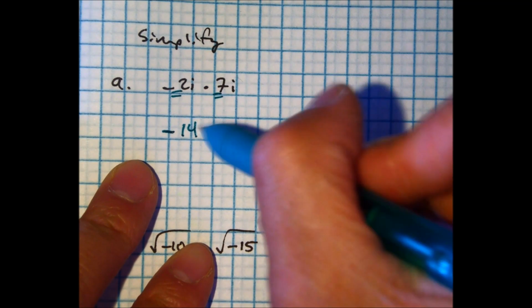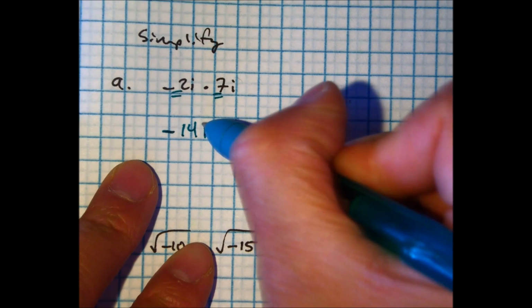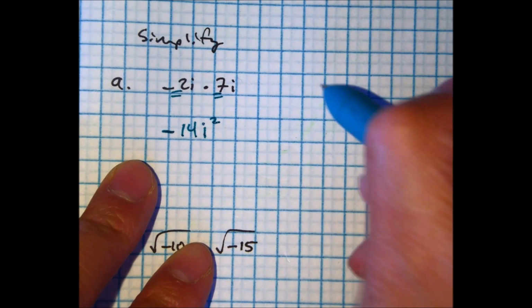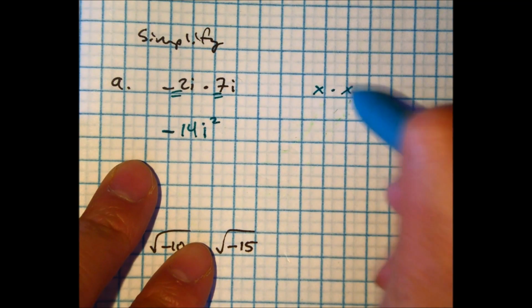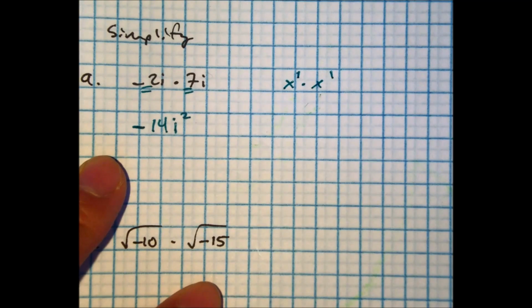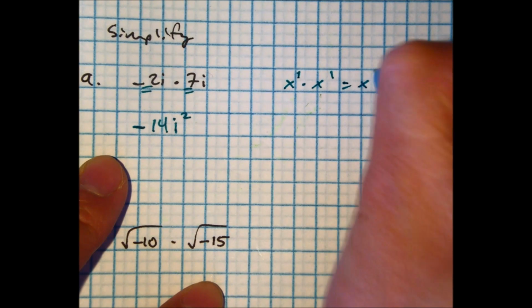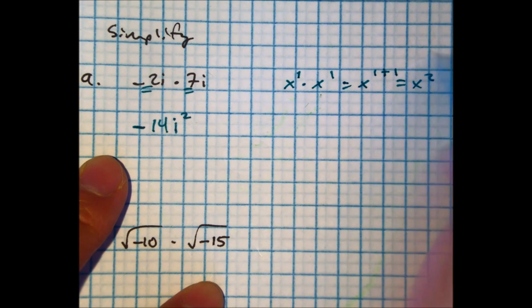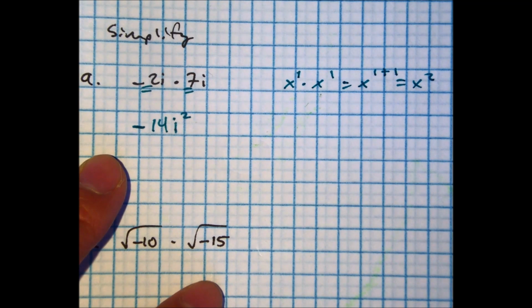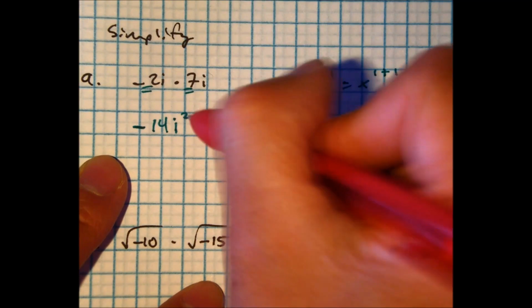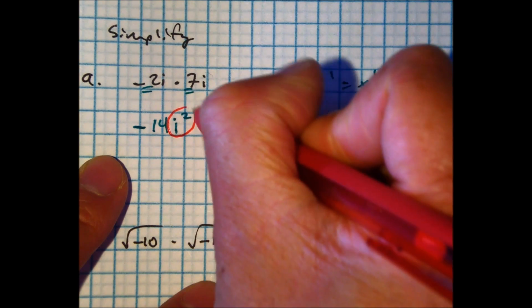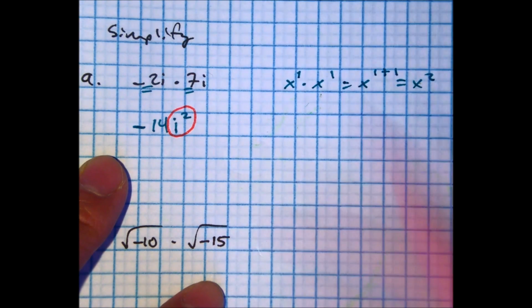I times I is I squared. Same base, you add the exponent. Okay. You got a big red pen, use it. I squared, let's think about this.